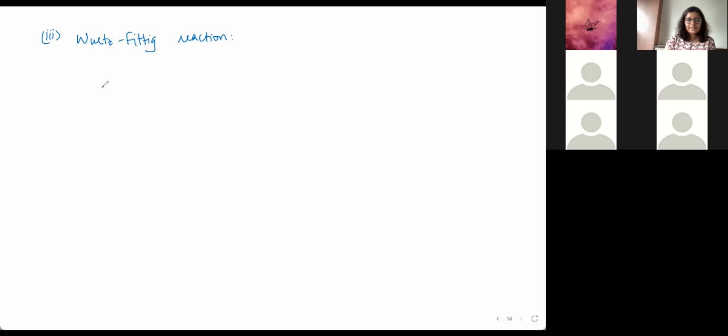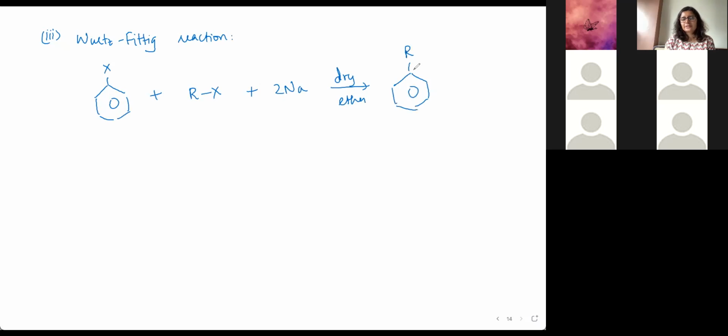So Wurtz-Fittig reaction is where you have a haloarene and a haloalkane. Rest of it all remains the same: sodium in dry ether. So instead of doubling up the arene, the alkyl chain gets attached to the benzene ring, and gives an X.